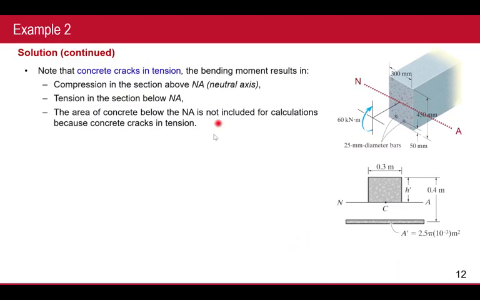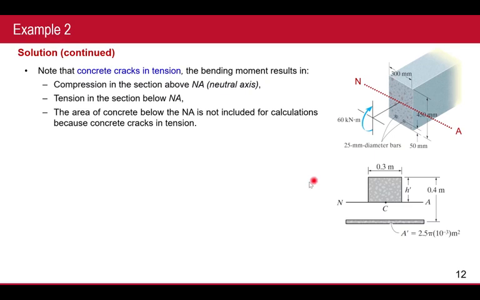Let's put text here to let you know. Note that concrete cracks in tension. So there's no meaning to put anything under the neutral axis. Okay? So from compression in the section above, we can put it. But below, there's nothing. Okay? Because this one can only be in compression, cannot sustain any tension.